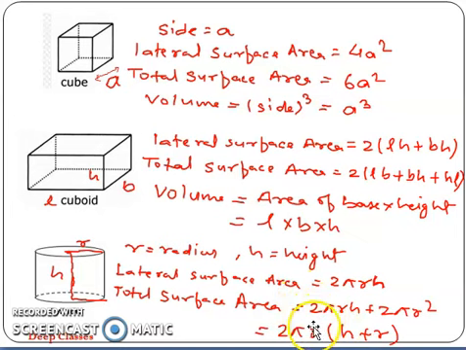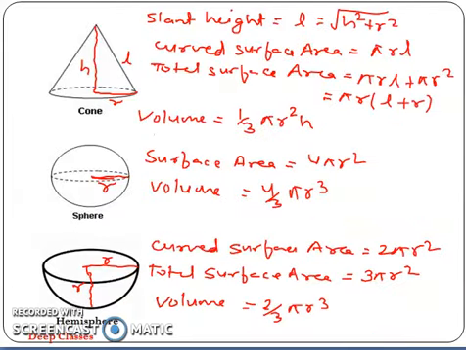Moving to the next part, which is the cone. In a cone, slant height comes into the picture. Suppose this is a right angle triangle. Opposite to 90 degrees is the hypotenuse, and the square of the hypotenuse is equal to the sum of the squares of the other two sides. This is the Pythagoras theorem. Using that we can find the slant height. L is equal to root under H square plus R square.